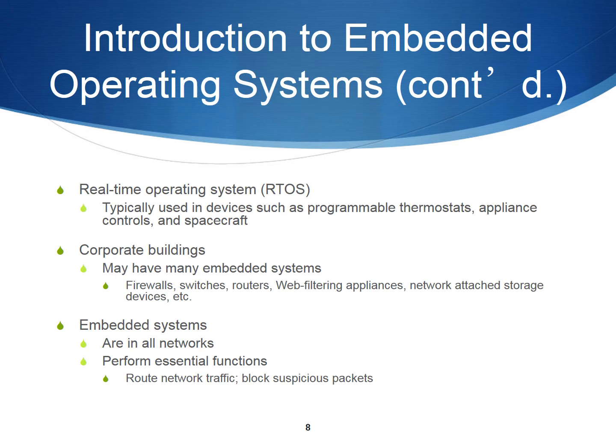Introducing embedded operating systems, continued. Real-time operating systems, or RTOS, are typically used in devices such as programmable thermostats, appliance controls, and spacecraft. Corporate buildings also may have embedded systems, such as firewalls, switches, routers, web filtering appliances, network-attached storage devices, etc. Embedded systems are in all networks and perform essential functions such as routing network traffic and blocking suspicious packets.